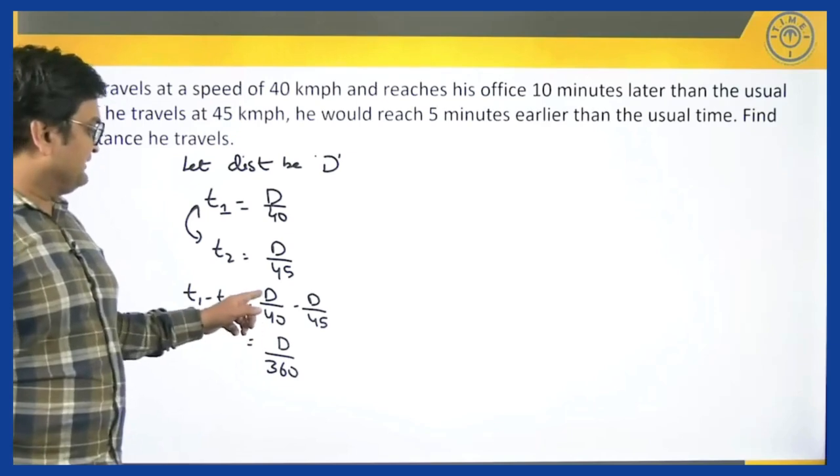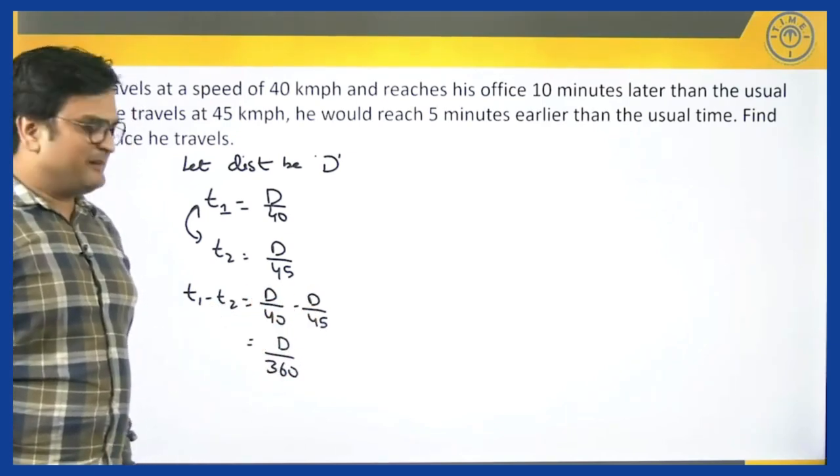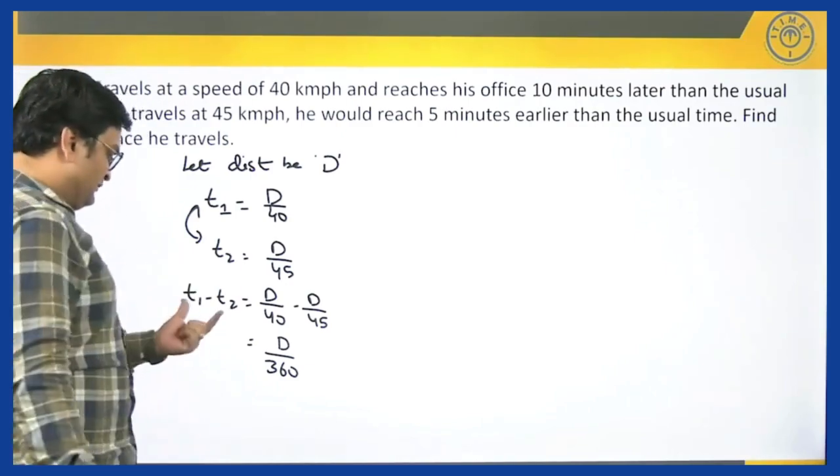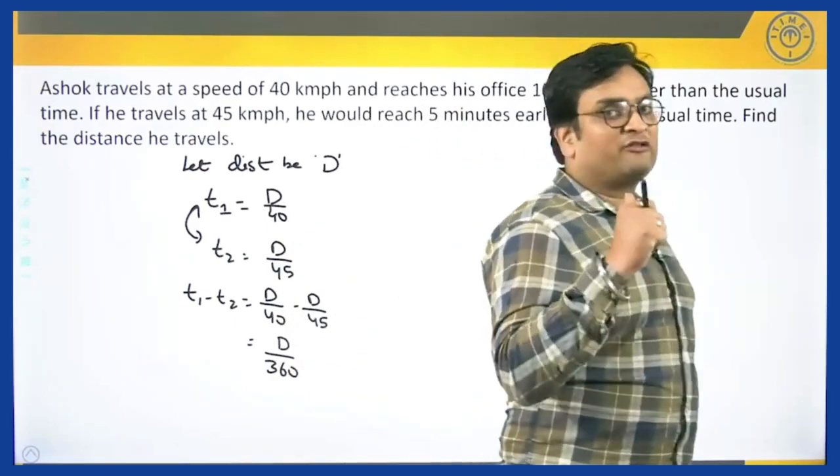Okay, 14 into 9, 360, 45 into 8, 8 minus 9 minus 8, 1d. So, d by 360 will be equal to t1 minus t2. So, basically the difference in the times. Now, what will be the difference in the time?